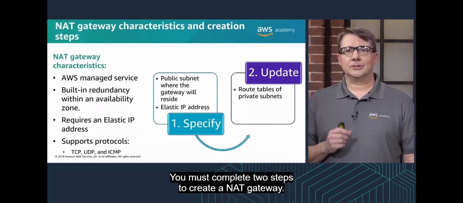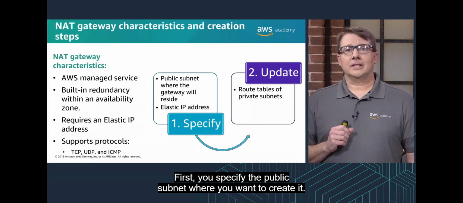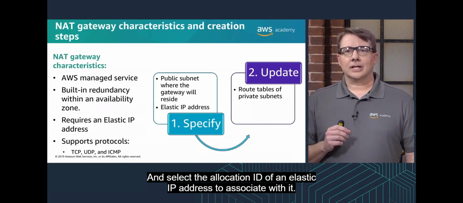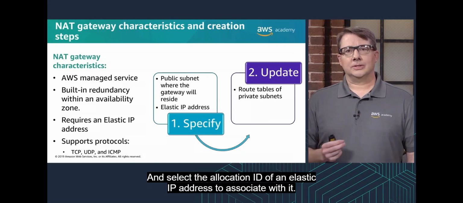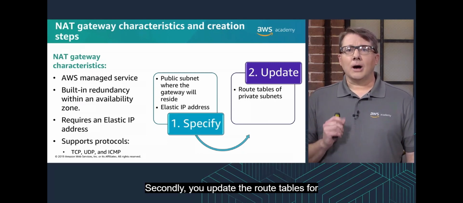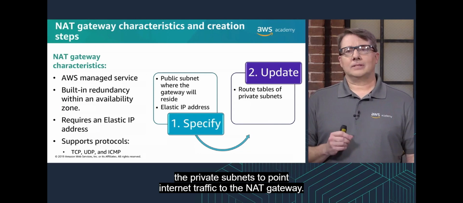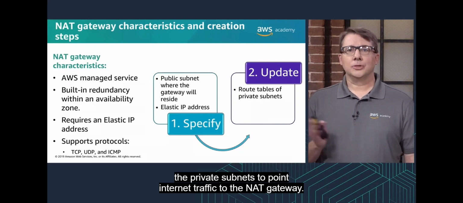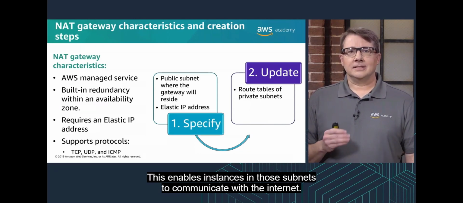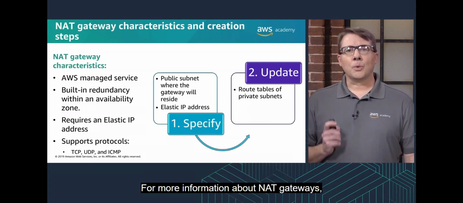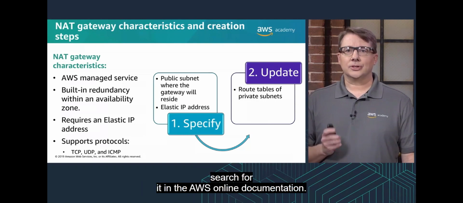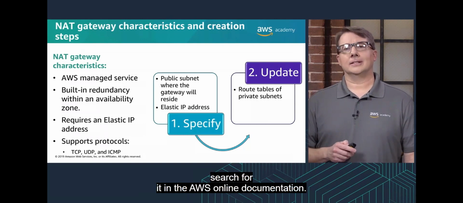You must complete two steps to create a NAT gateway. First, you specify the public subnet where you want to create it, and select the allocation ID of an elastic IP address to associate with it. Secondly, you update the route tables for the private subnets to point internet traffic to the NAT gateway. This enables instances in those subnets to communicate with the internet. For more information about NAT gateways, search for it in the AWS online documentation.